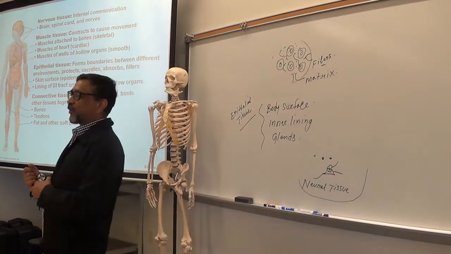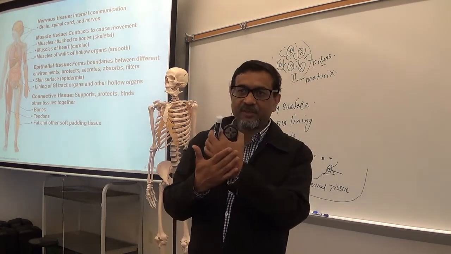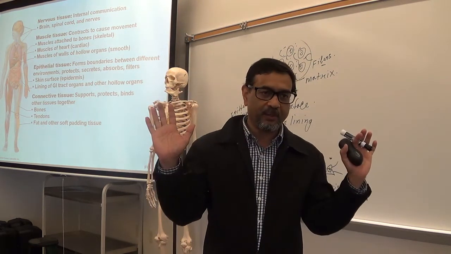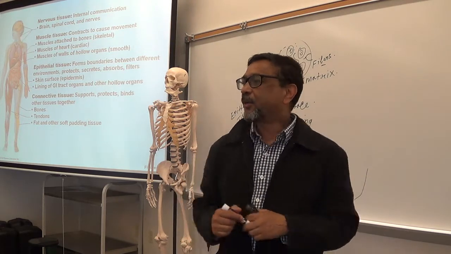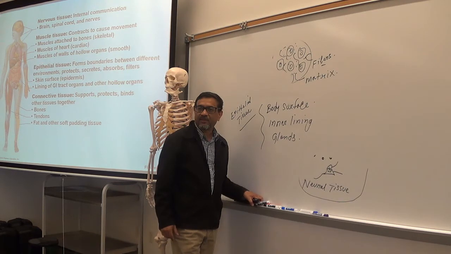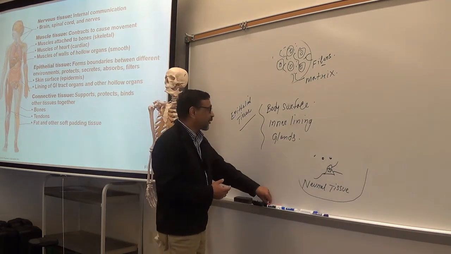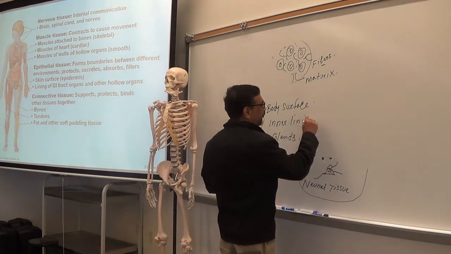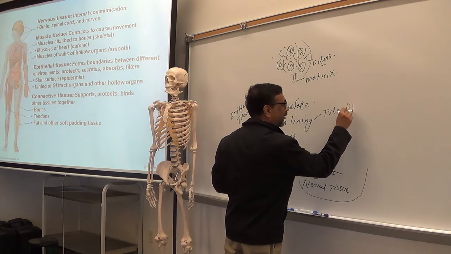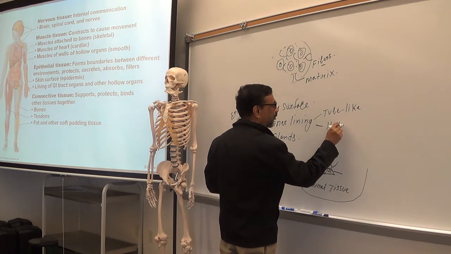So, what is the body surface? Body surface is the skin, you know, right? So, the skin surface is epithelial tissue. Make sense? Number one. Number two, I said inner lining of the organs. Inner lining of what type of organs? Tube-like organs and hollow organs.